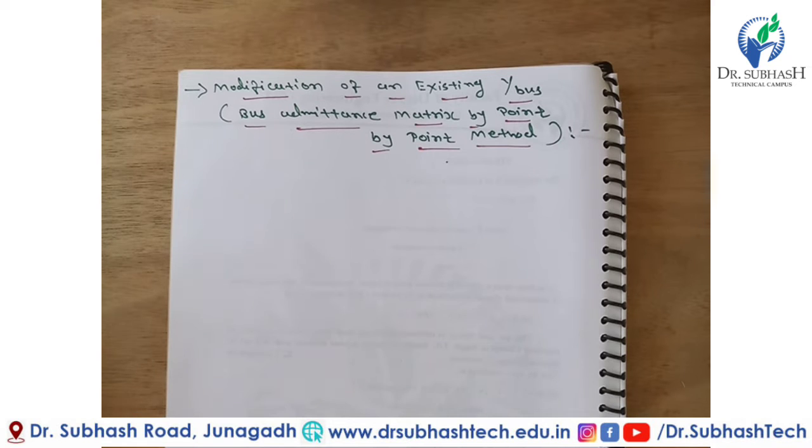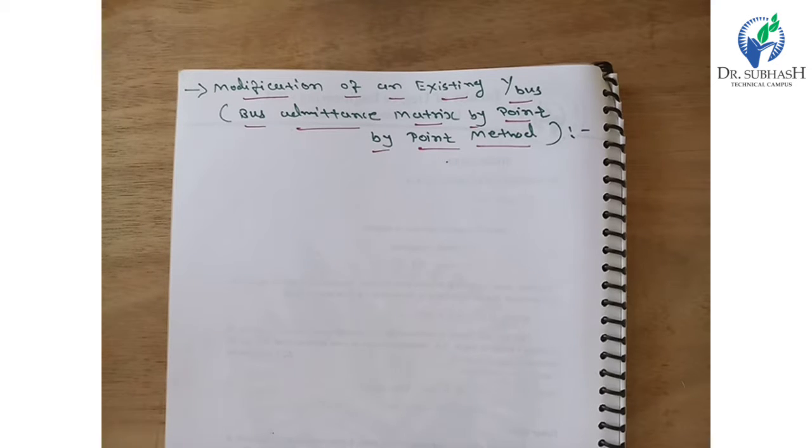There are graph theory, and also the formation of a Y-bus by the inspection method, and we also discussed the equivalent method, equivalent admittance network and calculation of a Y-bus. This is also known as the bus admittance matrix by the direct inspection method. We also studied the building algorithm for the Y-bus formation, and the formation of a Y-bus and Z-bus using singular transformation.